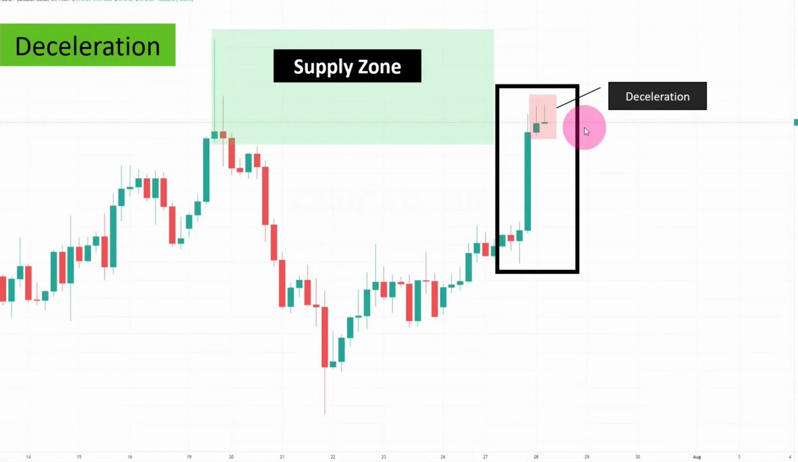So the deceleration, not necessarily, I would say, is a time to go short, but it's a first heads up. And what I would recommend, when you see deceleration at a location, at a level, support, resistance, supply and demand zones, where it makes sense to see a turnaround, then we drop to a lower time frame.